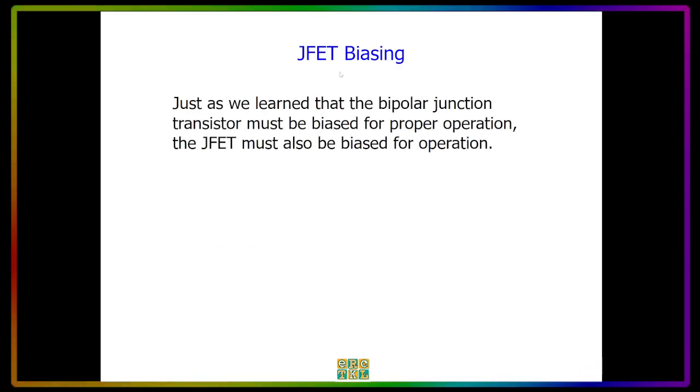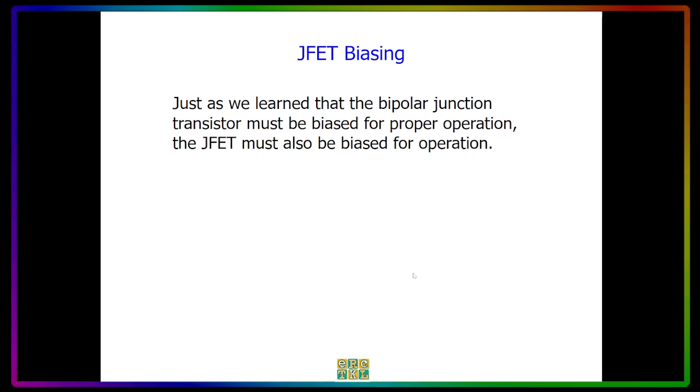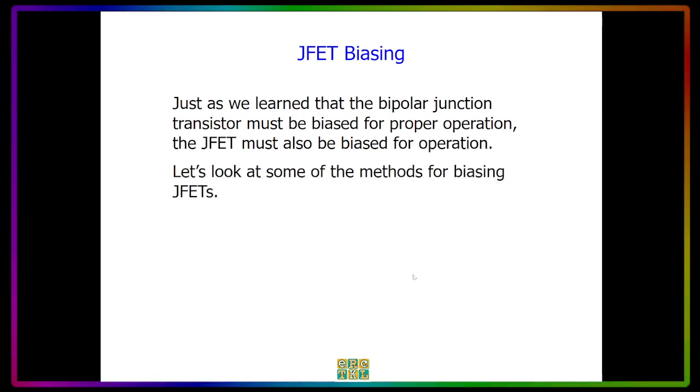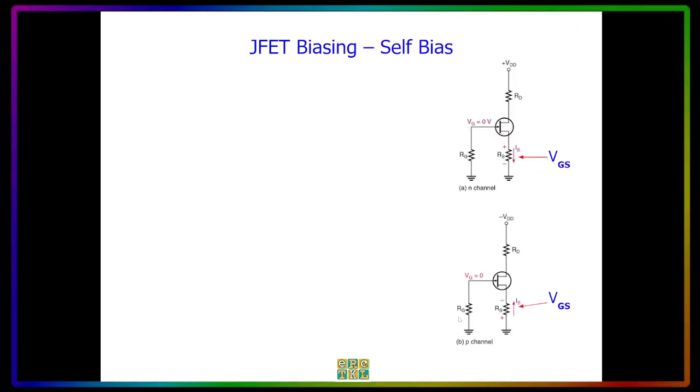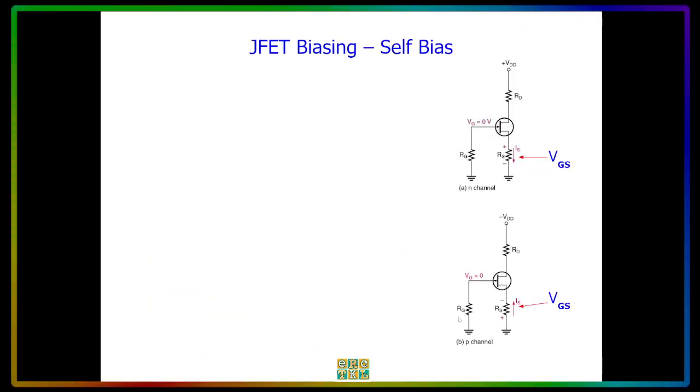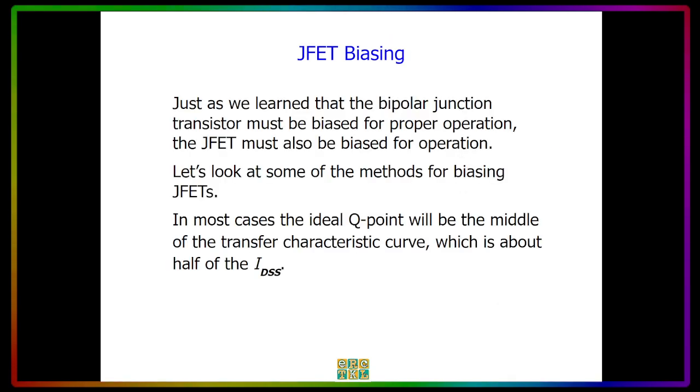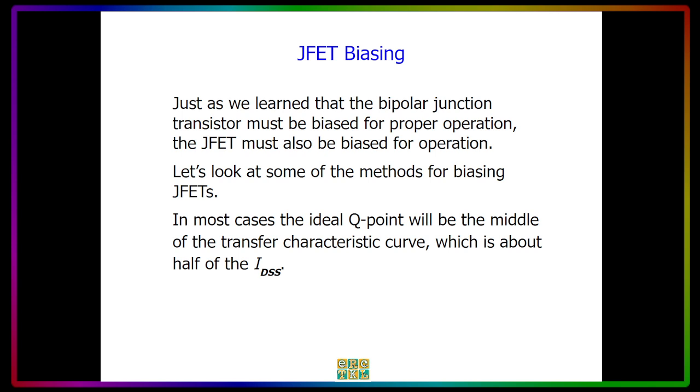So again, in JFET biasing, just as we learned that the bipolar junction transistor must be biased for proper operation, the JFET must also be biased for operation. And we can take a look at some of the methods for biasing the JFET. And in most cases, the ideal Q point will be, of course, the middle of the transfer characteristic curve, which is about half of the IDSS.